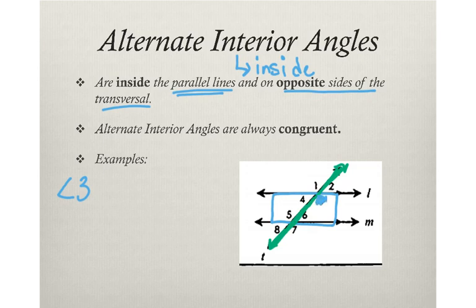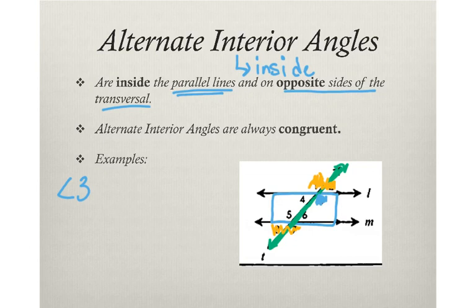So again, we just discovered that I don't have to worry about 8, 7, 1, and 2. So any of the stuff that I just drew in yellow, we don't have to worry about. I'm just concerned about what's inside this blue box. Angle 3, alternate interior angle.